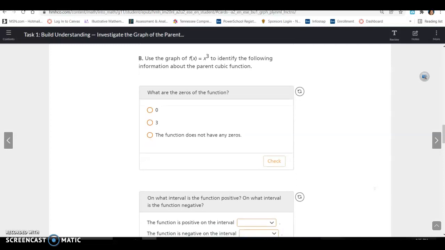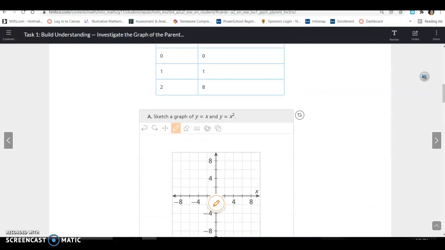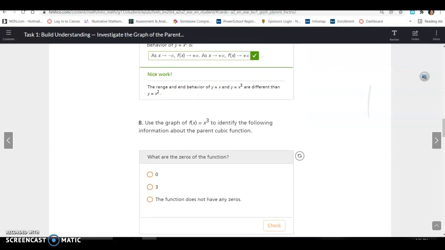Alright, it says use the graph of f of x equals x cubed to identify the following information about the parent cubic function. What are the zeros of the function? The zeros are where it crosses the x-axis. You can see it crosses the x-axis at 0, 0.